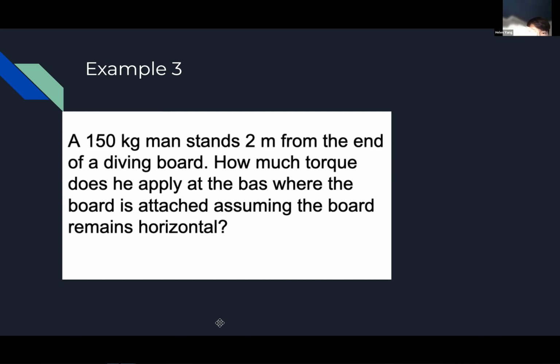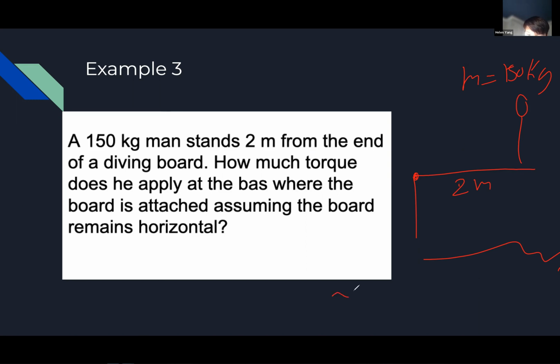Okay, it says a 150 kg man stands 2 meters from the end of a diving board. If we draw it, this is the point, and this is 2 meters. And this is a person whose mass is equal to 150 kg. How much torque does he apply at the base where the board is attached, assuming the board remains horizontal?